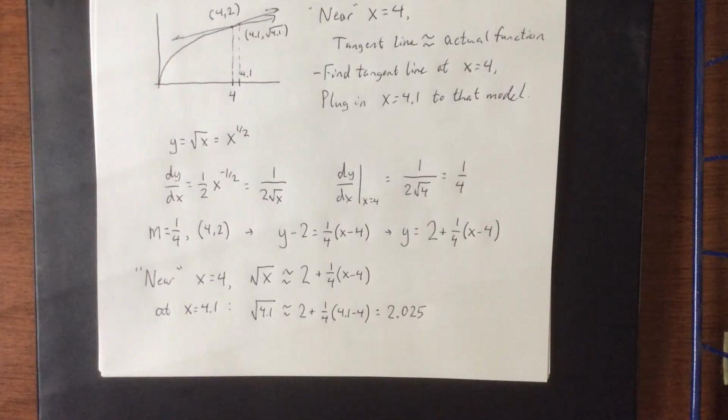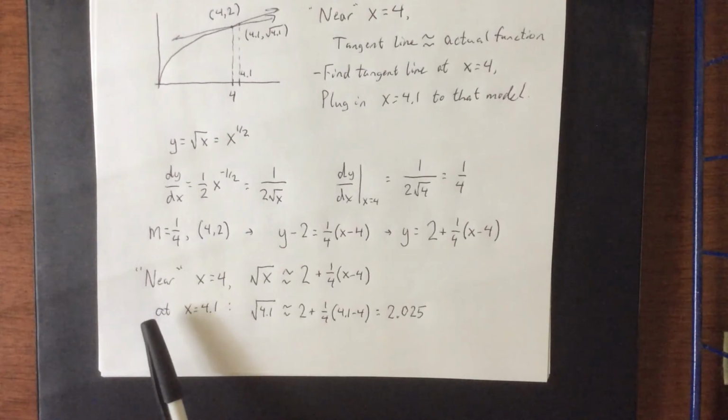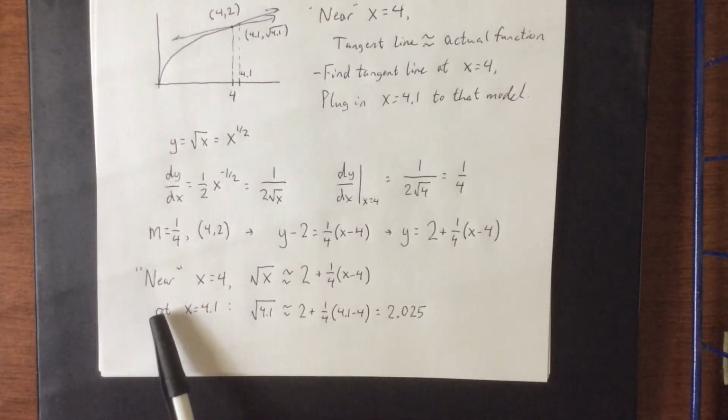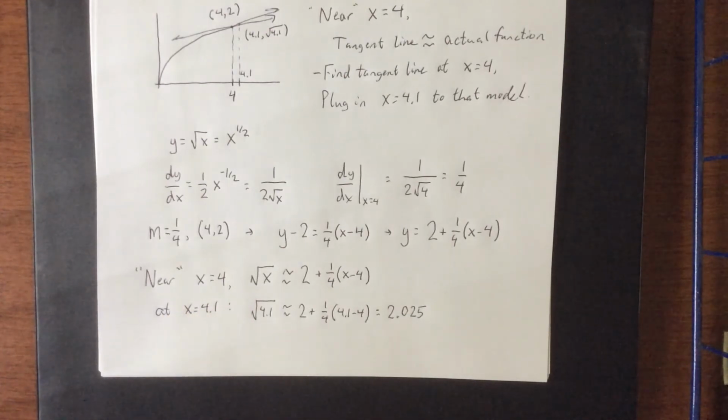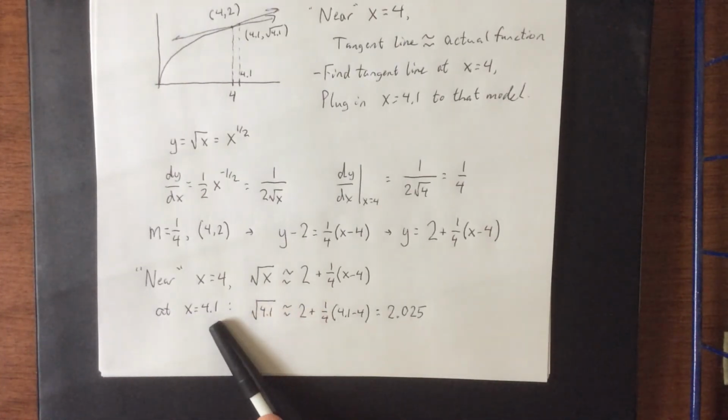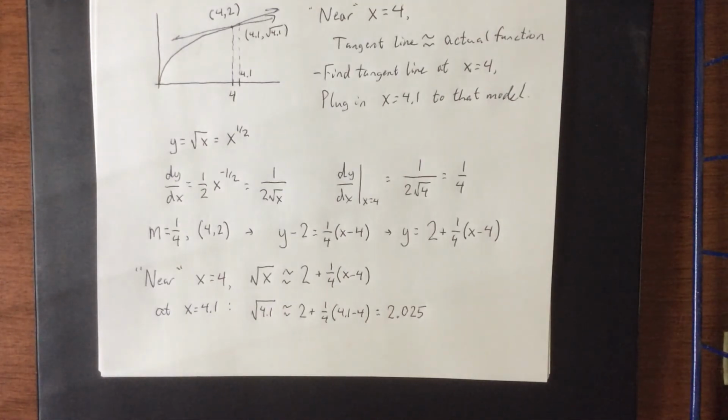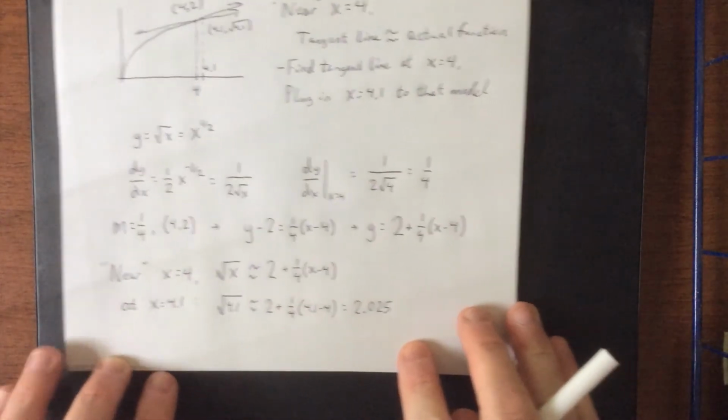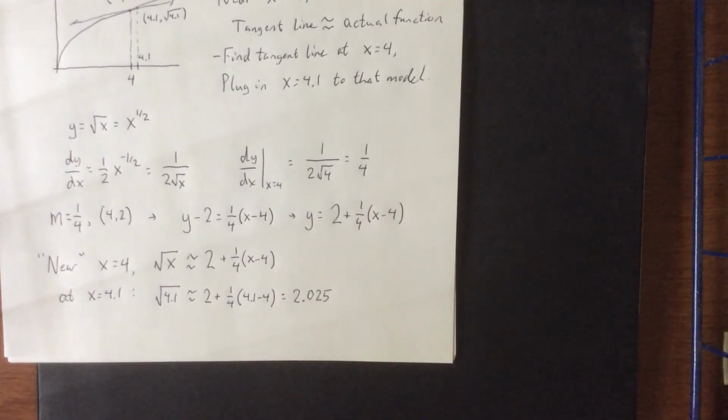Now, the reason I put quotation marks around the word near is because it's all relative. The closer you are to x equals 4, the better the approximation is going to be. Would this approximation work well if I were plugging in, say, x equals 6? Well, it's probably not as good an approximation. Whereas you could say, what if I'm plugging in like x equals 100? Well, this would be terrible then.